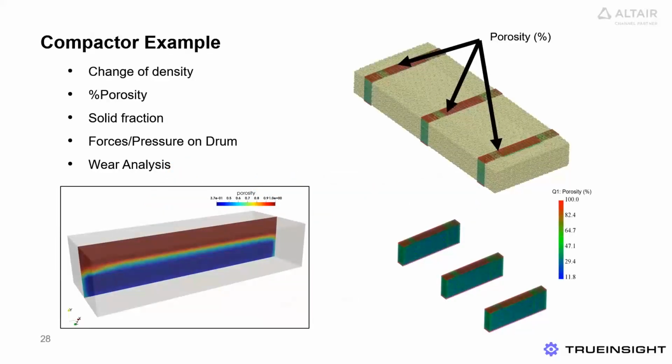Now we have a compactor, which is another example of EDEM being used to simulate road equipment. In this case, EDEM can be used to analyze the compaction process by analyzing things like the bed porosity and solid fraction, as well as the forces acting on the drum. Here, the porosity is analyzed in 3 different locations of the bed using an EDEM tool called a grid bin.